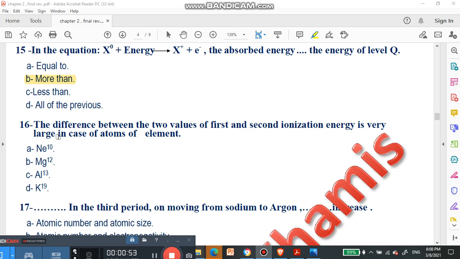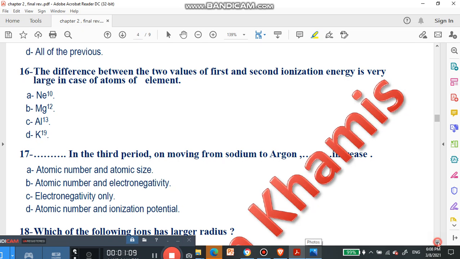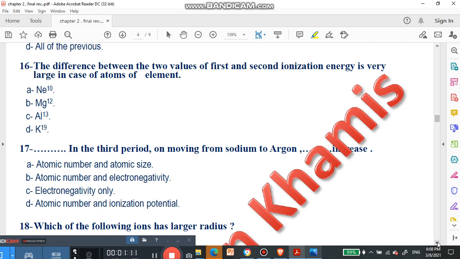Okay, let's go to question number 16. The difference between the two values of the first and second ionization energy is very large in the case of atoms of which element? Okay, if we are going to discuss each of them, let's go to the periodic table.